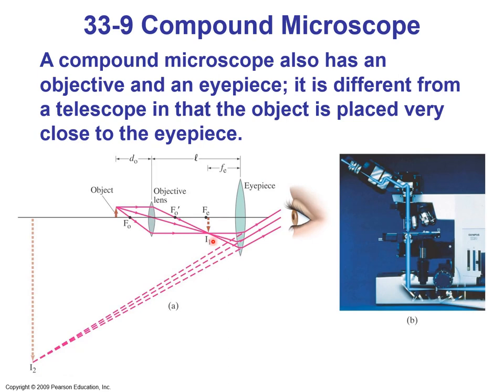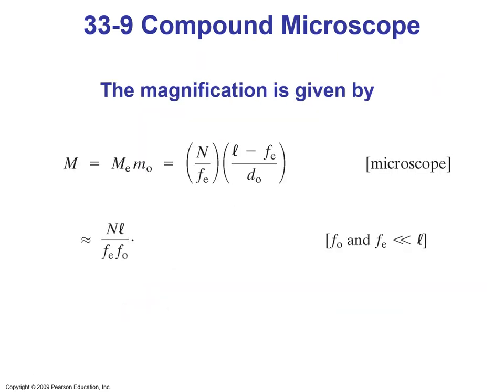and an eyepiece is magnifying that image much farther, and we'll have an enlarged version of the object. The magnification is given by the magnification of the eyepiece multiplied by the magnification of the objective. It's given by N over FE multiplied by (L minus FE) divided by DO. For a scenario where FO and FE are much smaller than L, that simplifies to N times L divided by FE multiplied by FO.